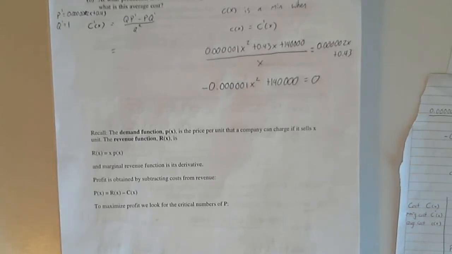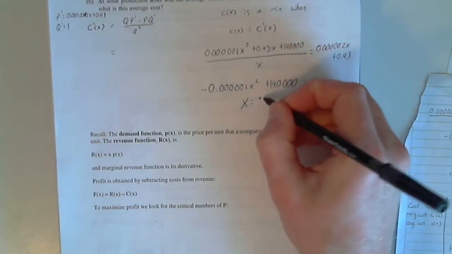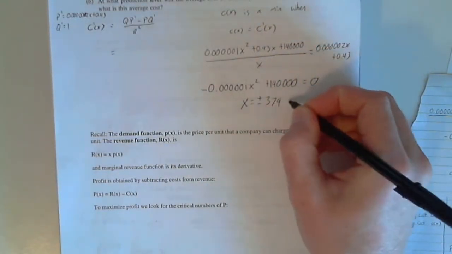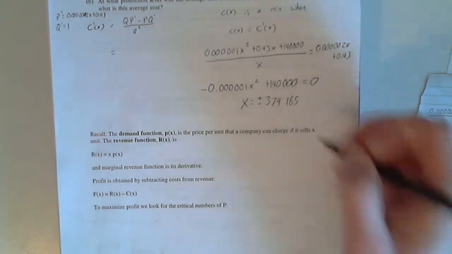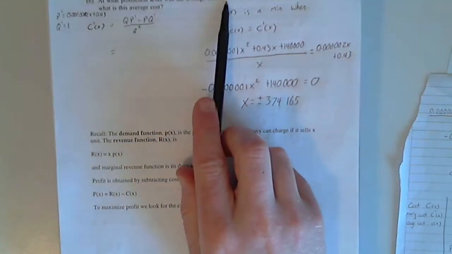So subtract 140,000, divide by 0.000001, and then square root plus and minus. And you will get x is equal to plus or minus 374,165. And obviously the negative one is going to be an extraneous one, so we're looking for positive 374,165. And then that is when it's going to be the smallest.